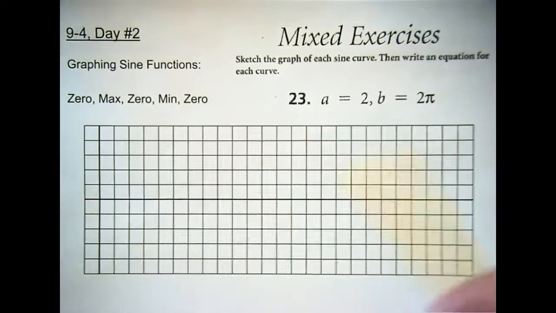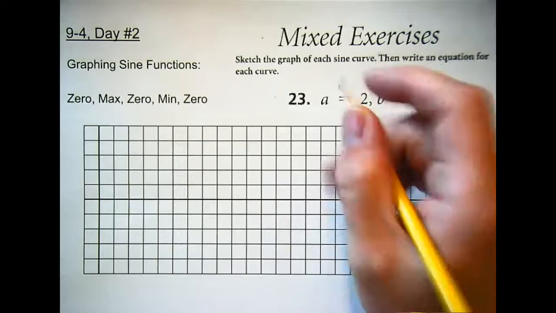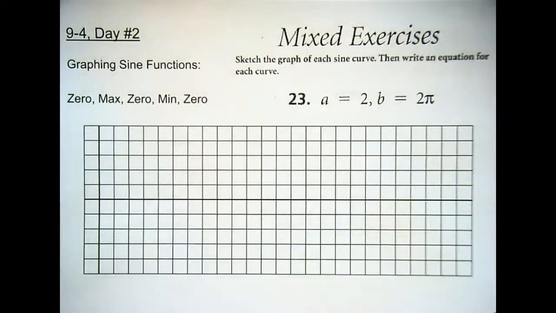Okay, some of you thought it was easy. How many got it? We have b is 2 pi. It looked easy. So we know our amplitude is 2. Our b is 2 pi. So how many cycles? Raise your hand, please. How many cycles? 2 pi cycles.